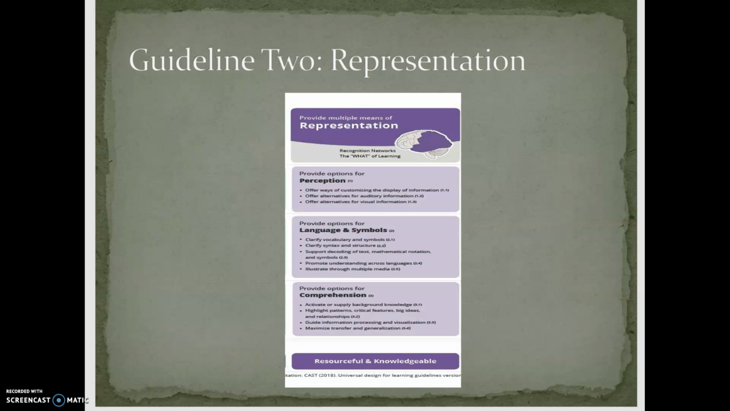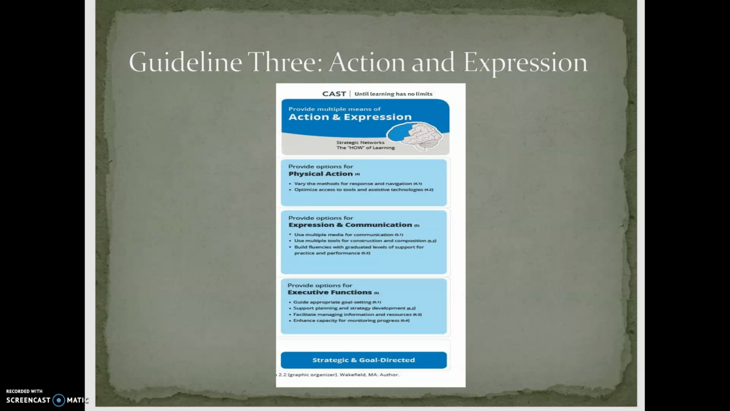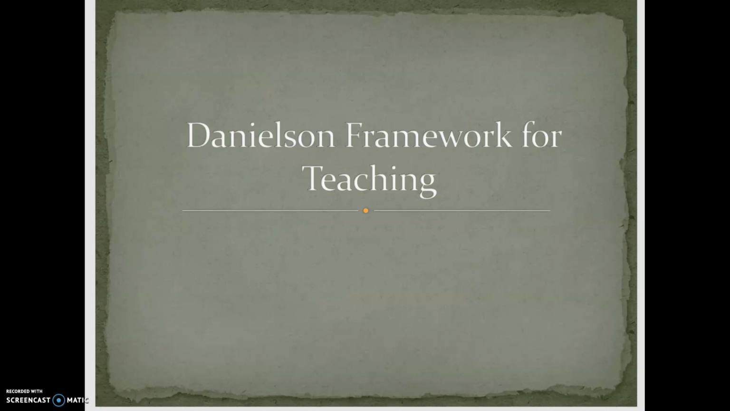Let's move on to guideline number 2. Guideline number 2 is representation. Representation is the what of learning. This is the perception, language, and development and comprehension. In the end, to have expert learners who are resourceful and knowledgeable. Let's jump into action and expression, guideline number 3, which is broken down into physical action, expression, and communication, as well as executive functions, for the end goal of having expert learners who are strategic and goal-oriented.